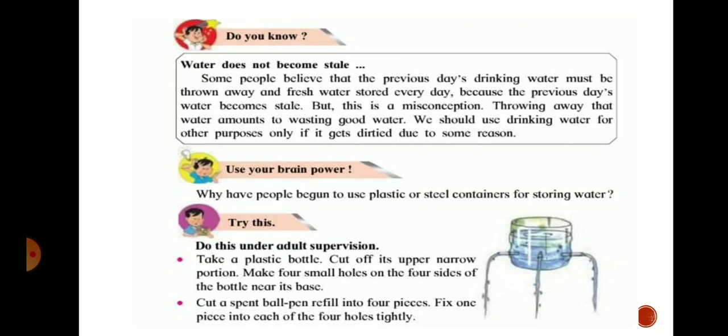Use your brain power. Why have people begun to use plastic or steel containers for storing? See why people nowadays have started. Plastic is easy to carry because its weight is very less and it can be cleaned easily, and that is applicable for steel also. Steel can be cleaned very easily and it shines also, so that is the reason people carry. If you talk about brass and all that, in olden times that was very hard, it doesn't shine also. Copper also requires a lot of hard work to clean it, then only it gets shine.